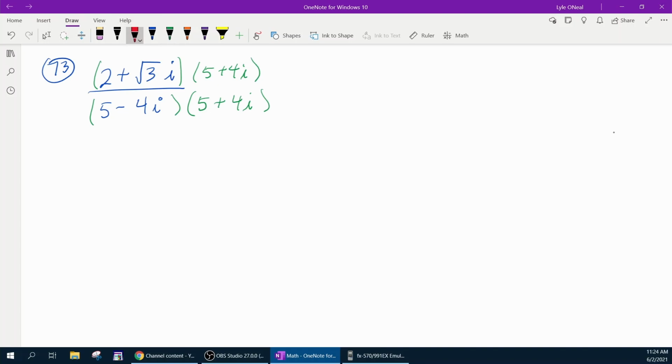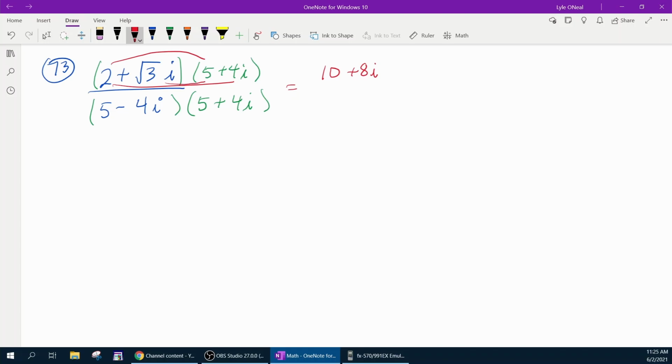We're going to have to FOIL the top and FOIL the bottom. Curses, FOILed again. Here we go. In the numerator, 2 times 5, that's a 10. On the outside, 4 times 2 is 8i.